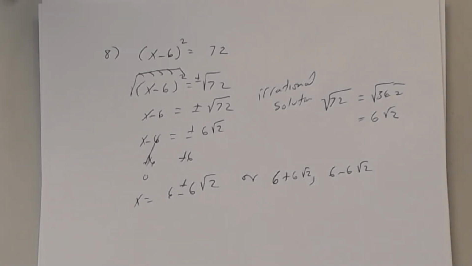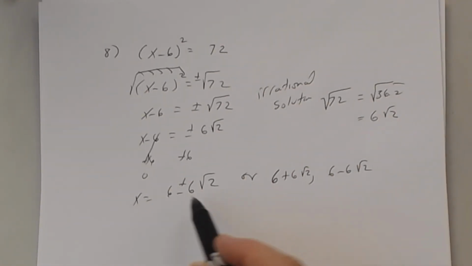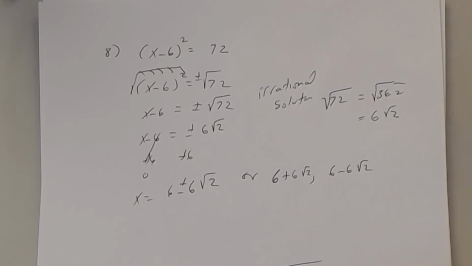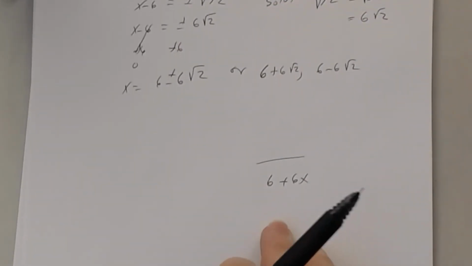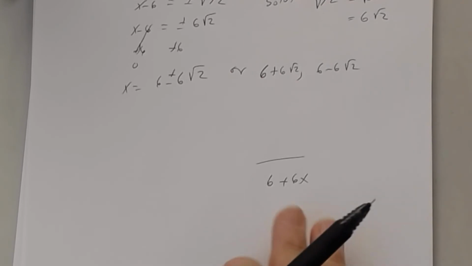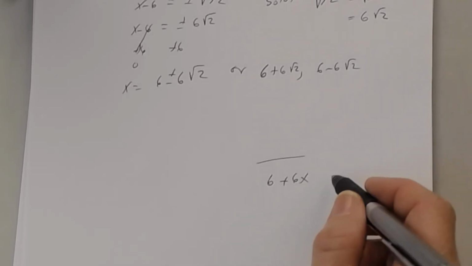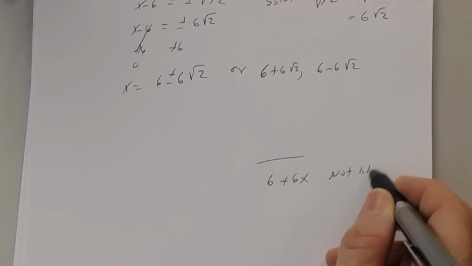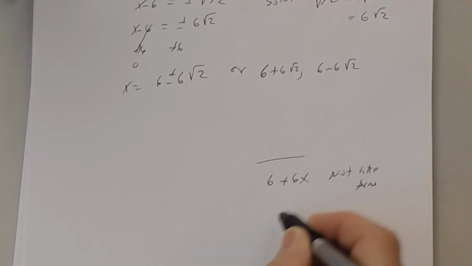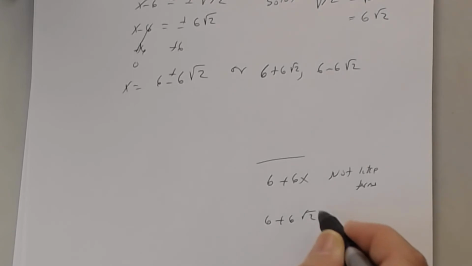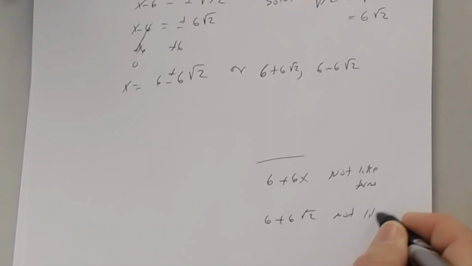Question. Yes. Why would you not combine the two? Okay, so it's kind of like saying if I have 6 plus 6x, right? Can you combine 6 and 6x? No. They're not like terms. Same thing here. If I have 6 plus 6 square root of 2, those are not like terms. We talked about last class period, we talked about square roots in terms of combining them. So these are not like terms.